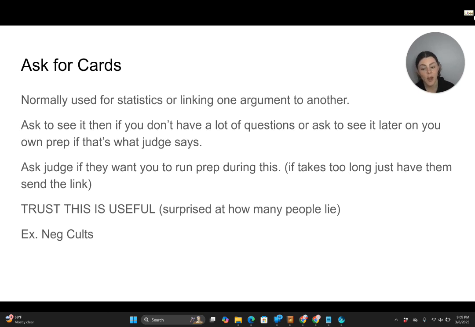I would ask the judge. Obviously, it would be beneficial to not have to use your prep time, especially when you're trying to see if your opponent is the one lying, but you have to do it at your own expense. That's why a lot of people don't call for cards, but you'll be surprised. I have won so many rounds just based on calling cards.